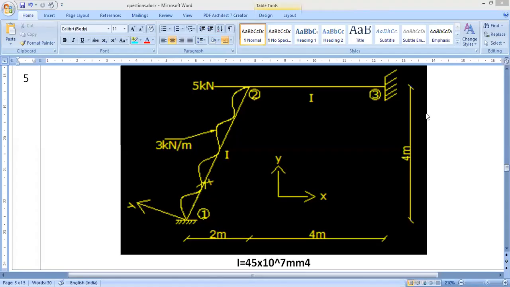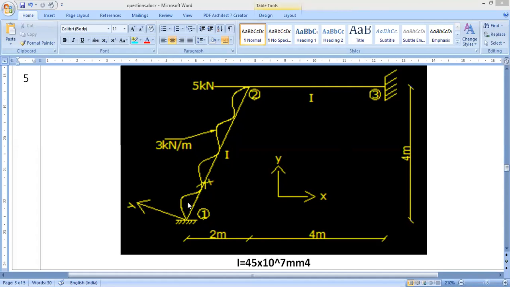Hello everybody. In this video, we will solve a frame with an inclined column and a horizontal beam. This inclined column is loaded with a UDL of 3 kilonewton per meter, and there is a horizontal load of 5 kilonewtons at joint 2. At joint 2.